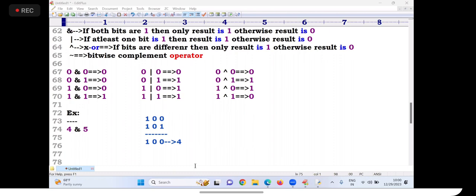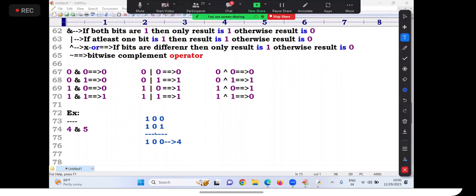Should I say it again? What is the binary equivalent of 4? 100. The binary equivalent of 5 is 101. You have to do bit by bit, 1 and 1, because which symbol am I using? AND symbol. 1 and 1 is 1, 0 and 0 is 0, and 1 and 0 is 0. Like this, 1 by 1 bit you can compare with the AND symbol, then find the result. How am I getting it? I already gave the table. Then 100. 100 means 4. That is the result.